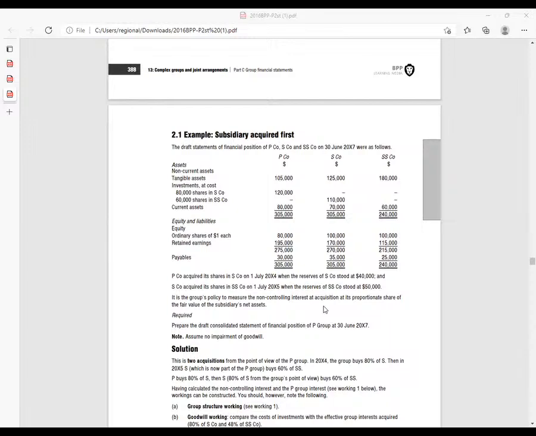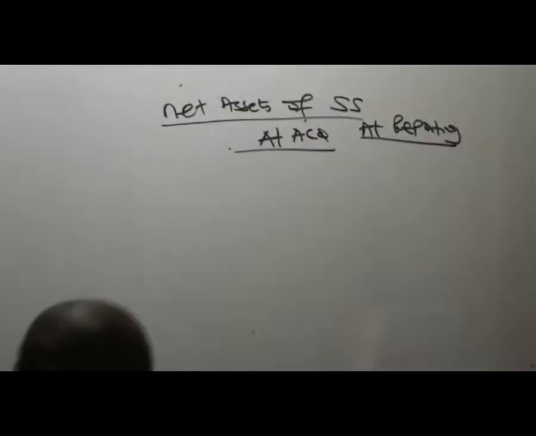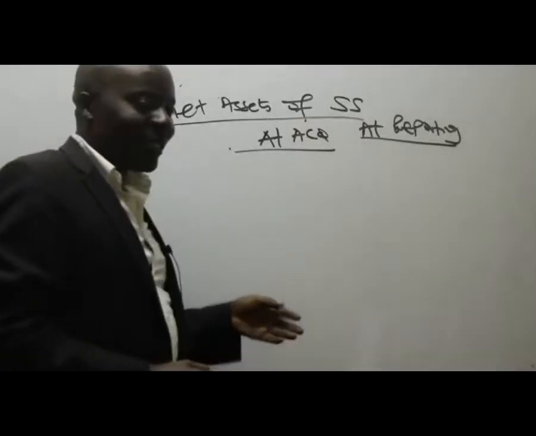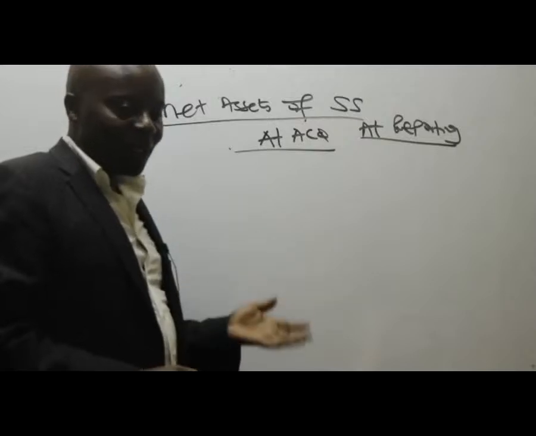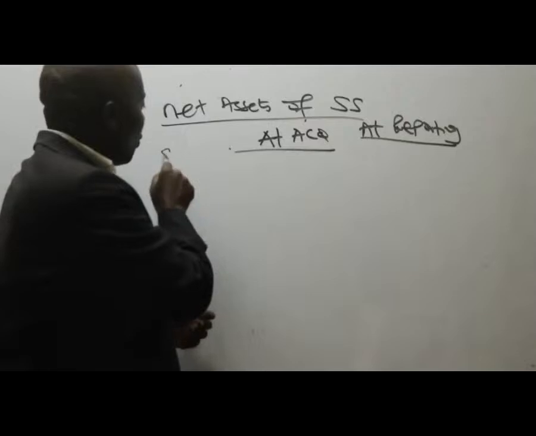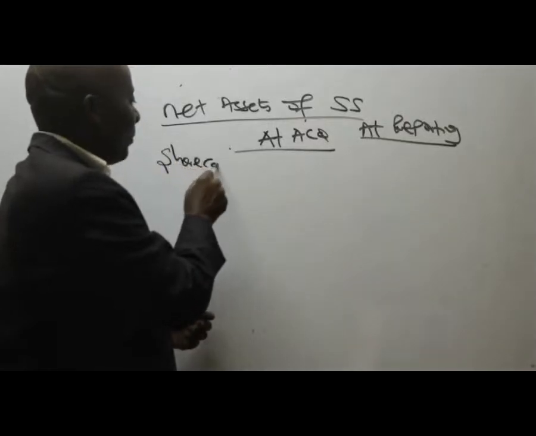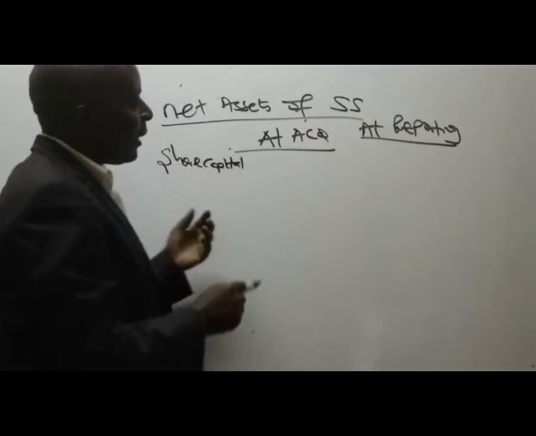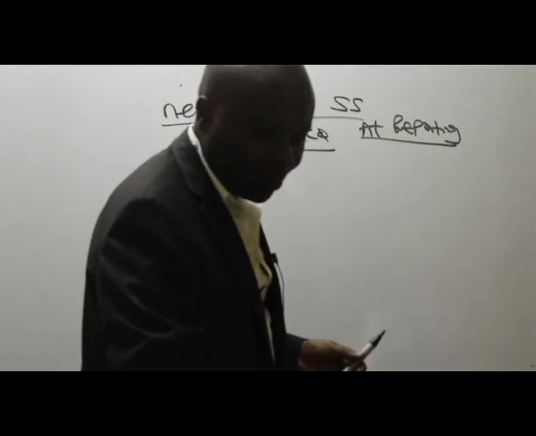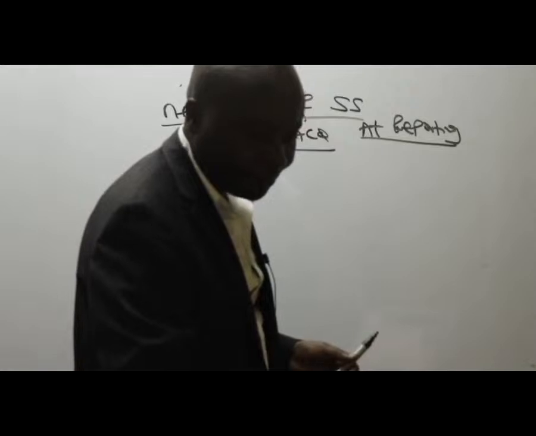Let's work this out together. So when I hear net assets, I know these are the reserves, these are the equities, these are the fair value adjustments. So I'll start always with share capital, your subsidiary, your SS.